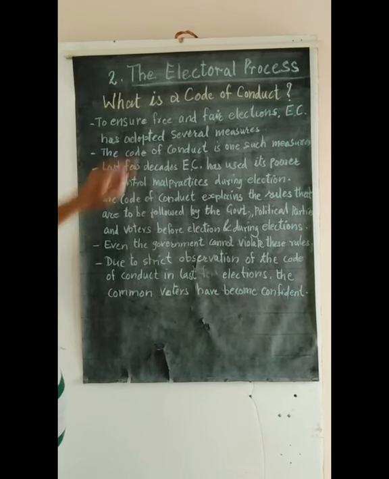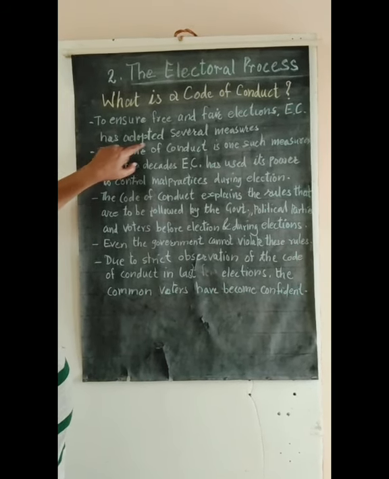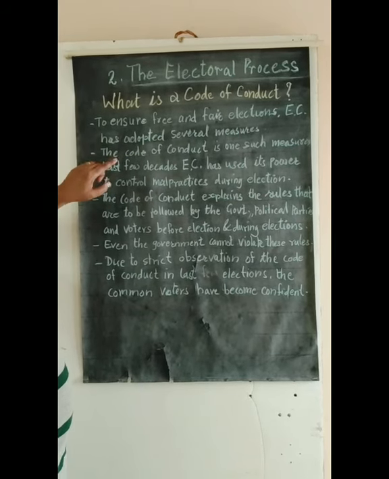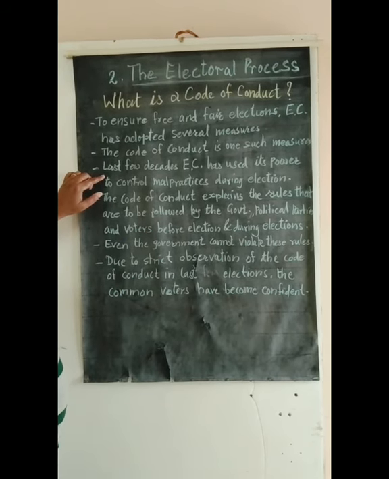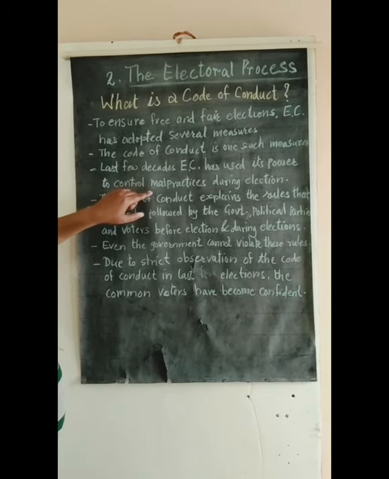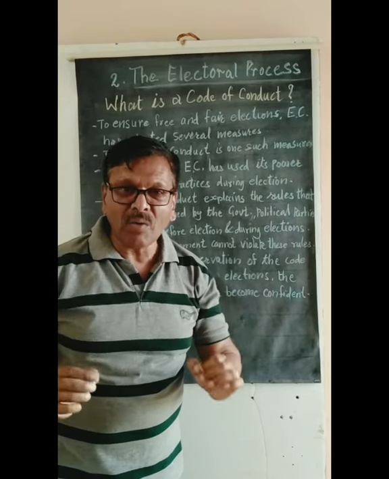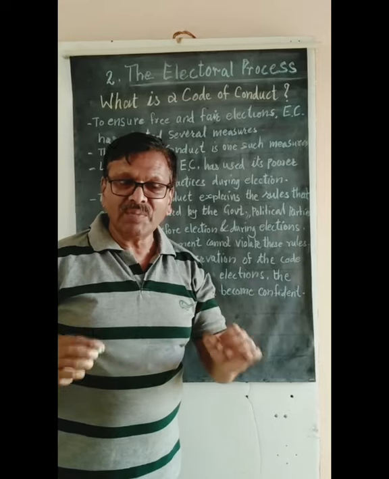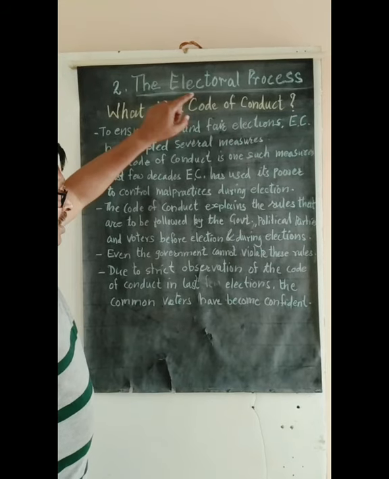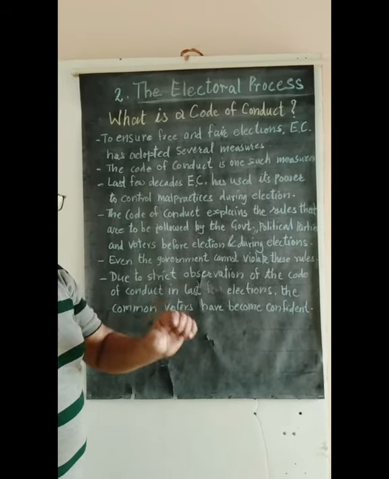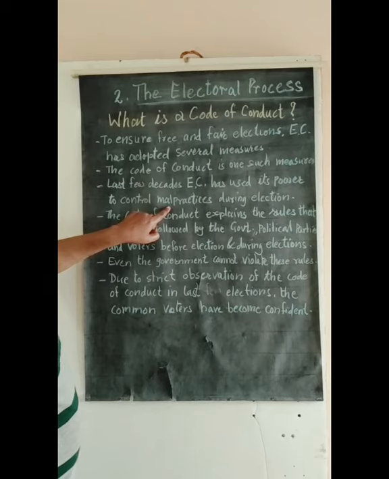To ensure free and fair elections, the election commission has adopted several measures, and the code of conduct is one such measure. In the last few decades, the Election Commission has used its power to control malpractices during elections. The Election Commission has been empowered by the Constitution. Yesterday we saw that they have been empowered, and therefore the code of conduct is applied. During that time, they are in full power, and it is their responsibility to control malpractices.